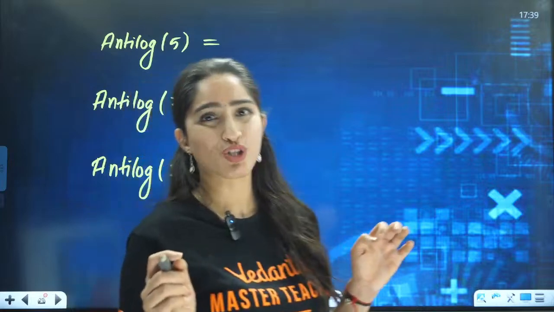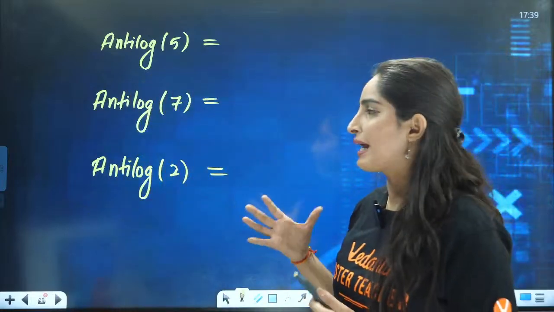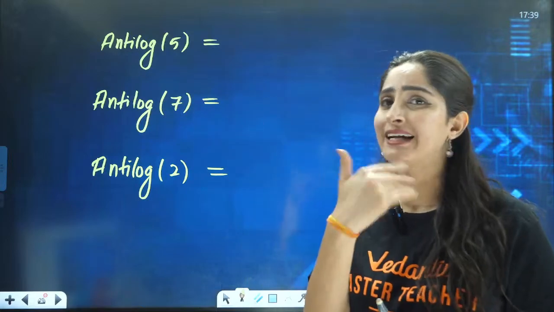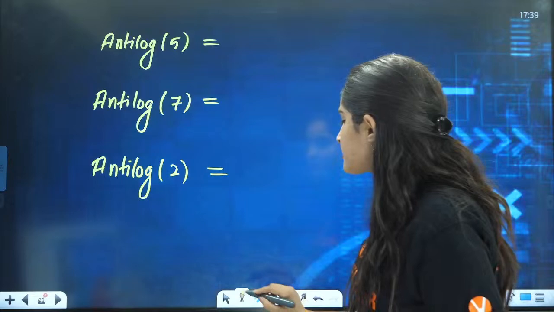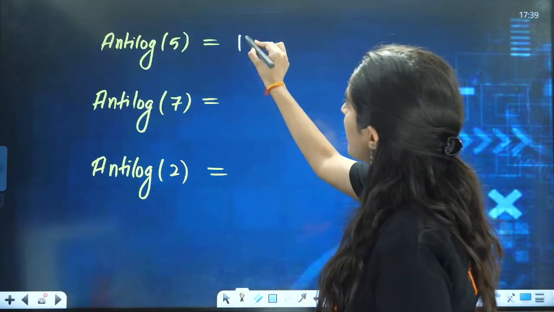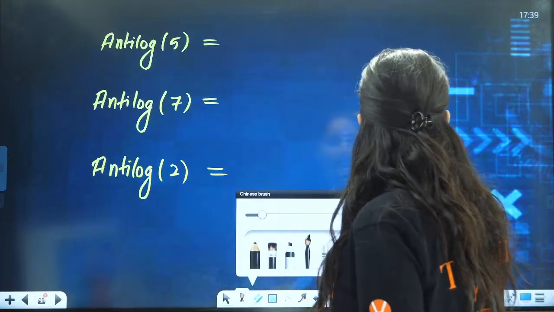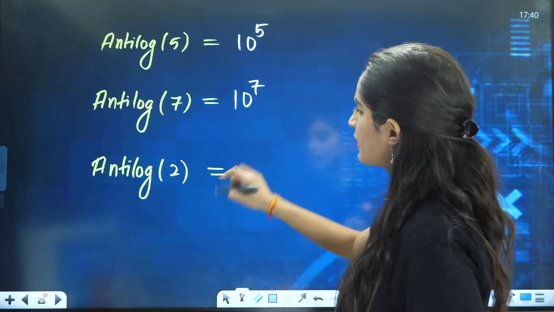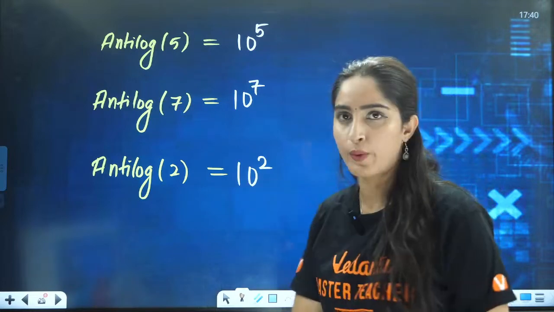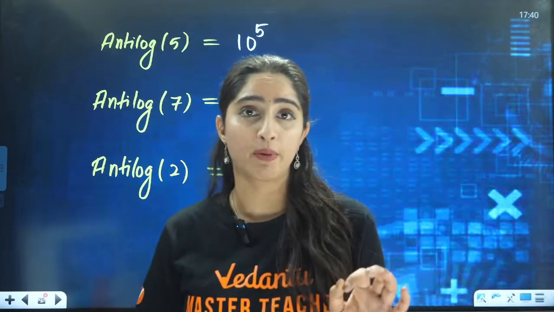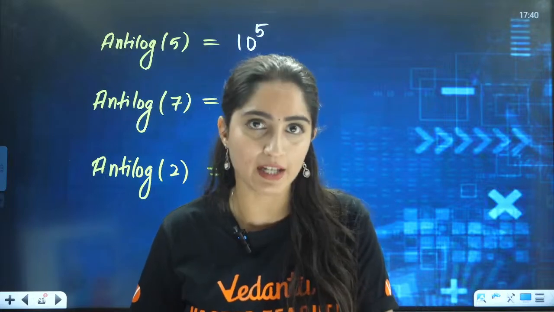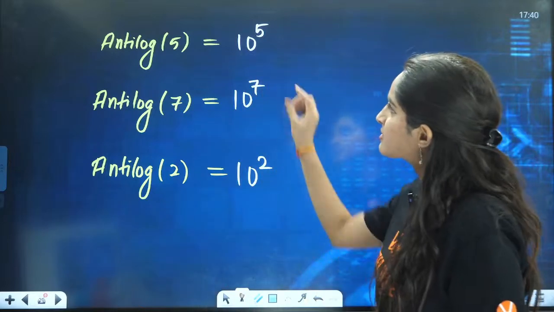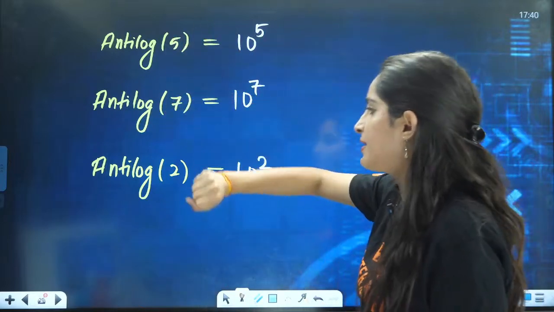Very simply, I am giving you just one digit here. For example, any numeric value is given to you, 1, 2, 3, 4, 5, 6, 7, 8, 9, 10, whatever is given, the answer will be 10 raised to power of that value. This is only applicable for positive antilog, not for negative antilog. For negative antilog, we will use a different method. So it means 10 raised to power 5, 10 raised to power 7, 10 raised to power 2.